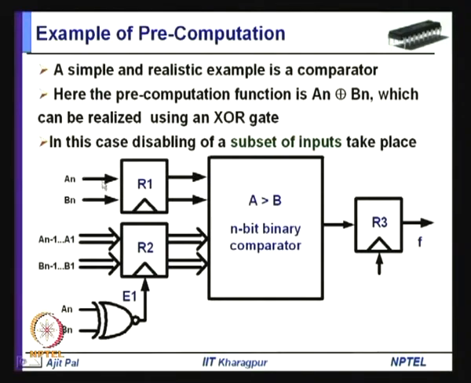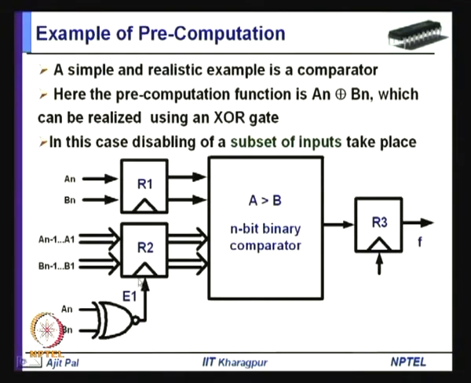So, a n and b n are applied to a resistor R 1, and a n minus 1 to a 1 and b n minus 1 to b 1. These inputs are applied through a separate resistor with an enable signal E 1. Now, this signal E 1 is generated as a function of a n and b n.